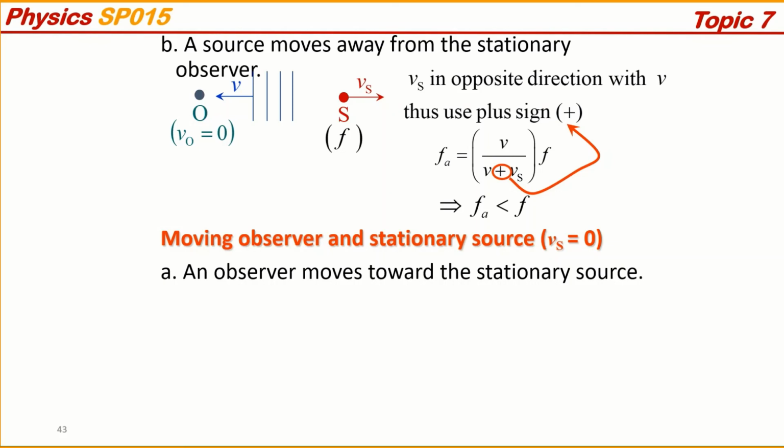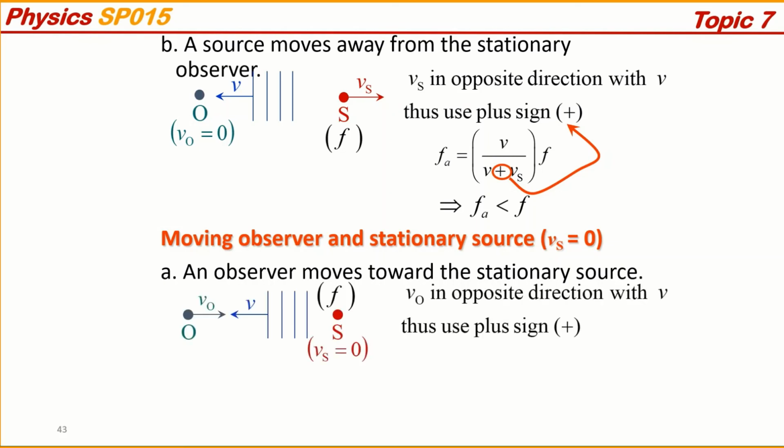For moving observer and stationary source, Vs equals 0. If an observer moves towards the stationary source, sketch O and S, let V be towards O. V0 is in the opposite direction to V, thus use plus sign, positive. So fa equals V plus V0 over V times f. Therefore, fa greater than f.